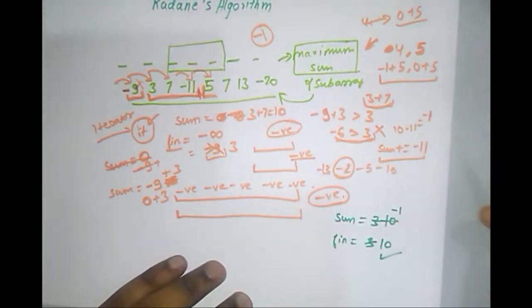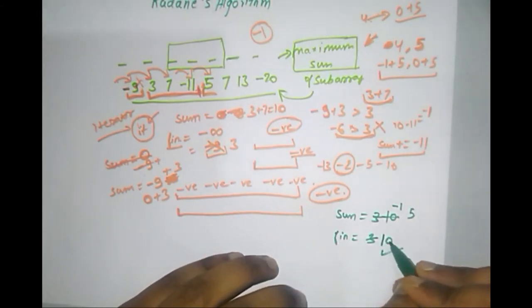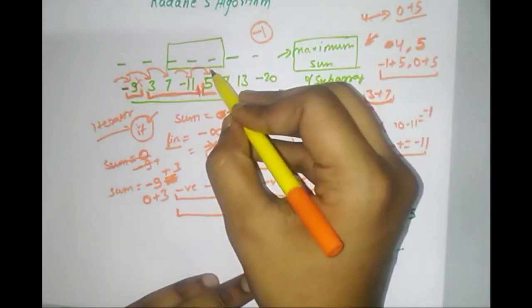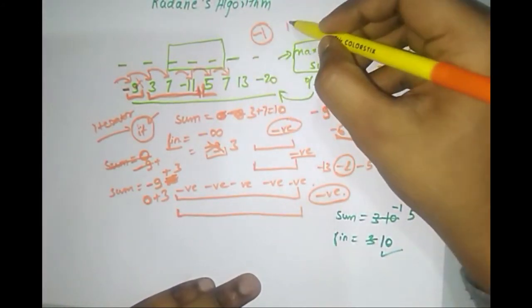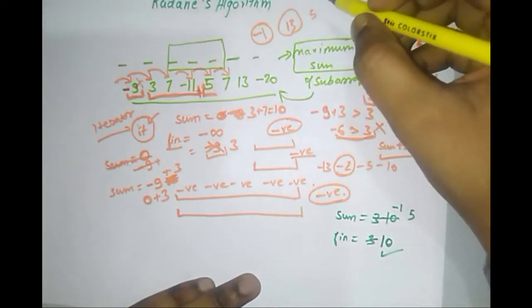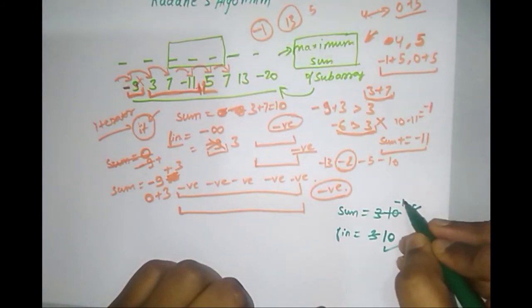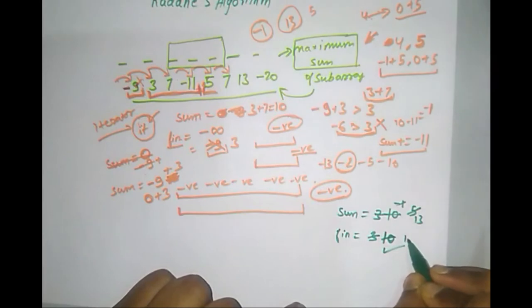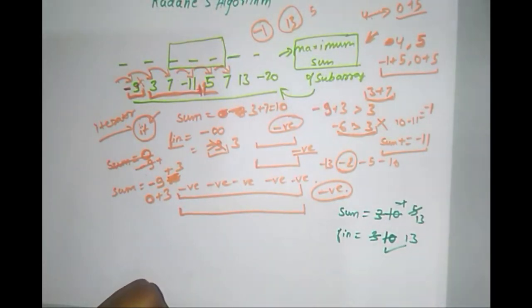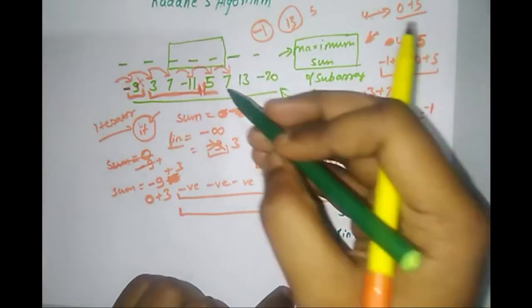So now the sum value contains 5, and the final still contains 10. Okay, so now 5 plus 7, is it greater than 5? Yes, it is greater than 5. So now our sum will contain 13. And is 13 greater than 10? Yes, 13 is greater than 10. So our final will contain 13. Got it? Okay, so yeah, sorry, 5 plus 7 is 12.